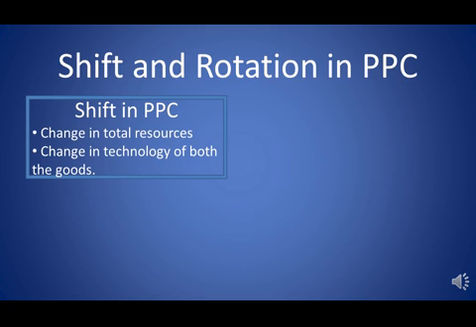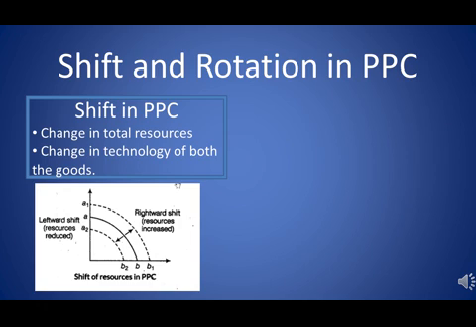If the total resources are destroyed because of some natural calamity or any other reason, at that time the PPC curve will shift to the leftward. In technology, generally what happens, technology gets upgraded. So whenever there is improvement in technology, PPC shifts to the rightward. But generally, because of technology, there is no backward shift in the PPC curve.